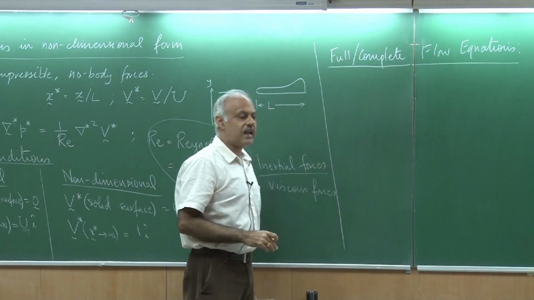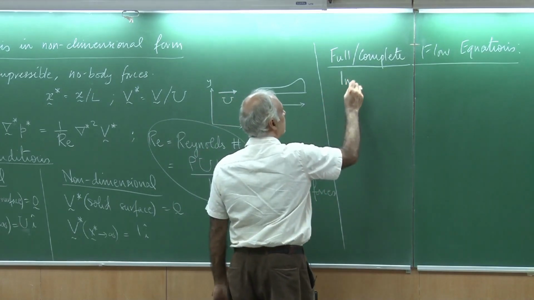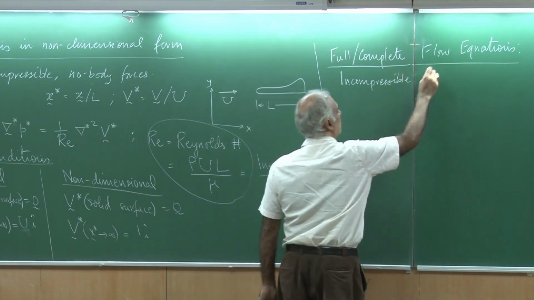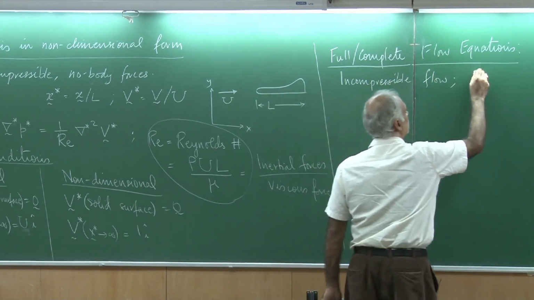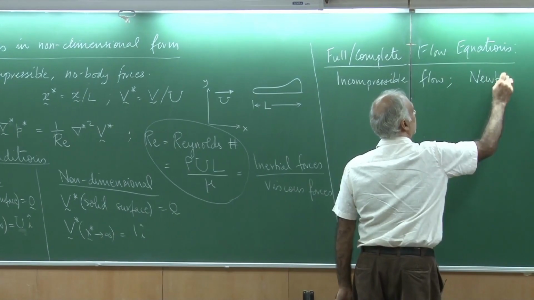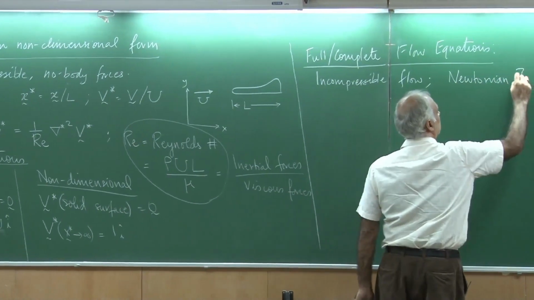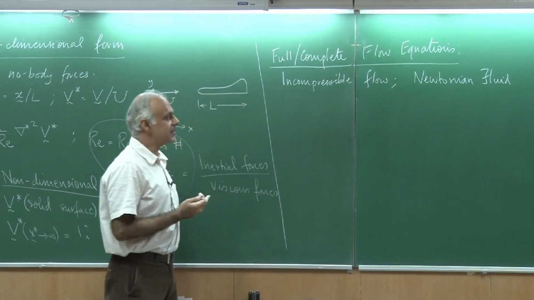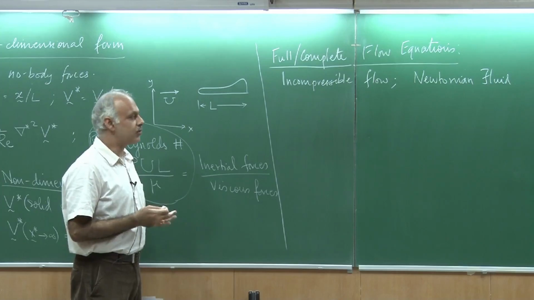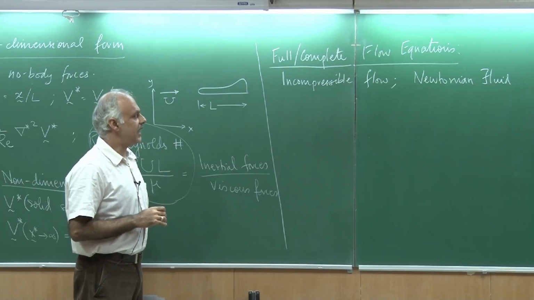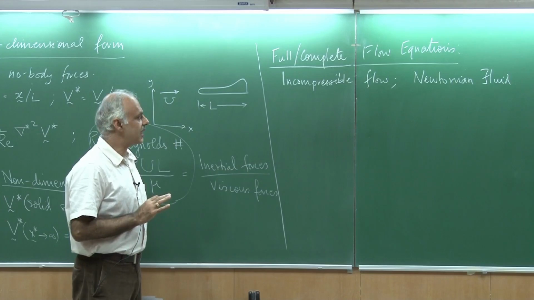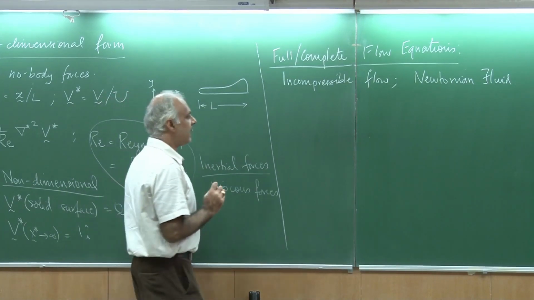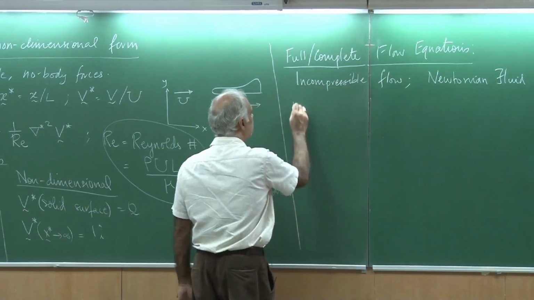The only assumption that I would like to make is that it is an incompressible flow, and of course the fluid is a Newtonian fluid. These two assumptions we are making throughout the course. We are only dealing with Newtonian fluids, and all the flows in this course are primarily incompressible. All right. So with that, I can write down first my dimensional equations.